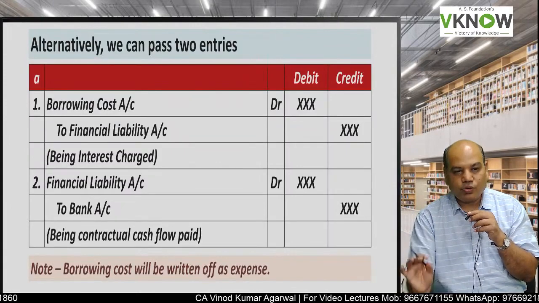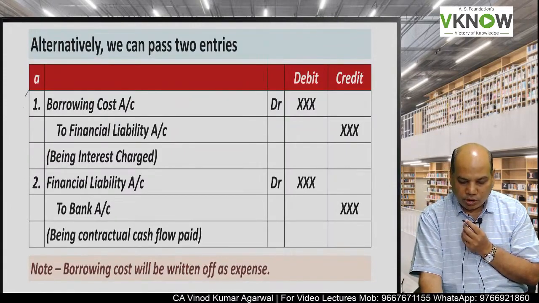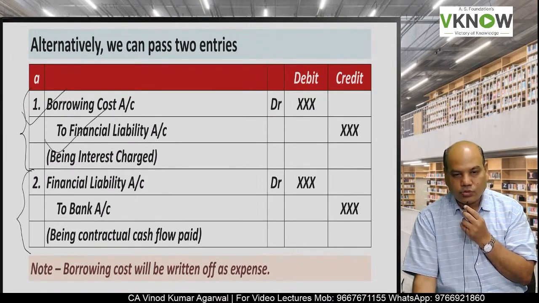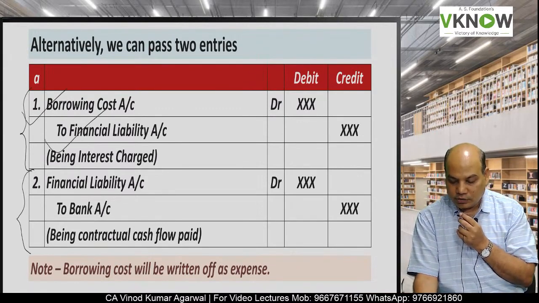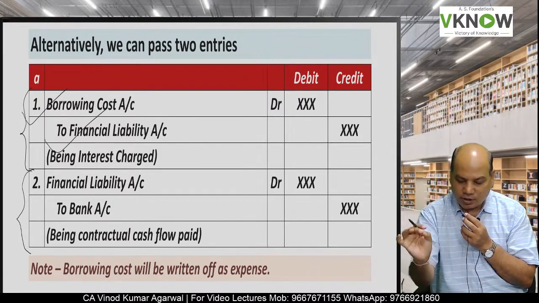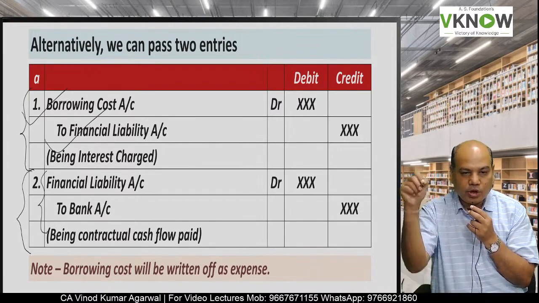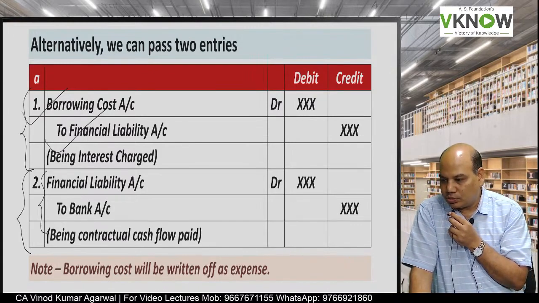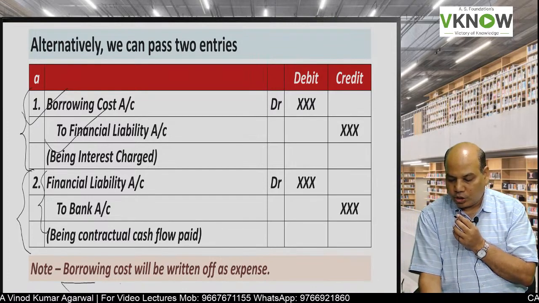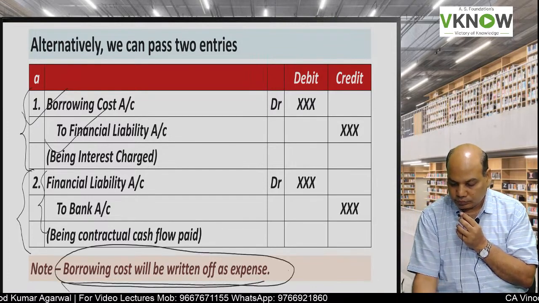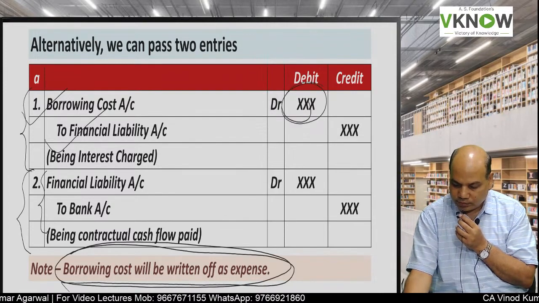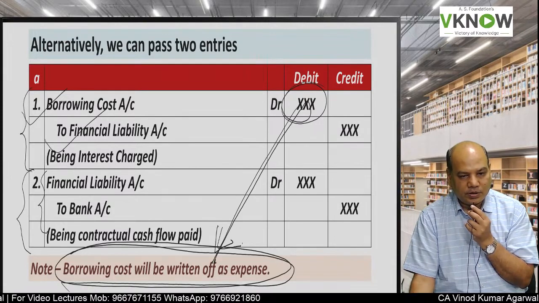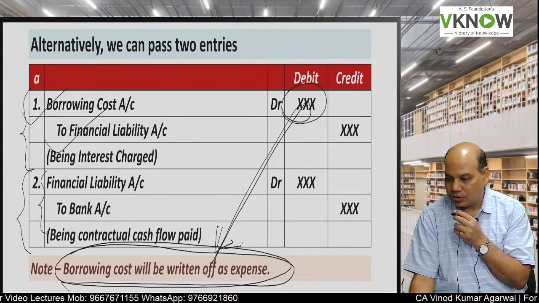Some students prefer to pass 2 entries. So you can pass 2 entries separately also. First entry, you can pass borrowing cost to financial liability, that is calculated based on the effective interest rate, and whatever payment you will make, you will pass the entry financial liability account debit to bank. Whatever borrowing cost you have incurred, this figure will go to P&L account as an expense unless capitalized under Ind AS 23.